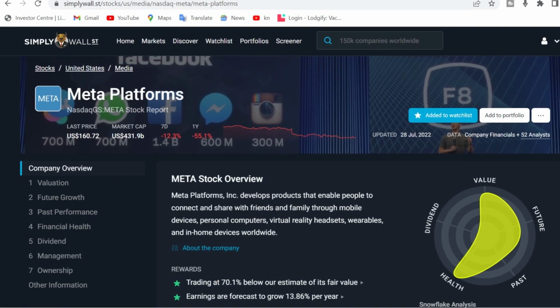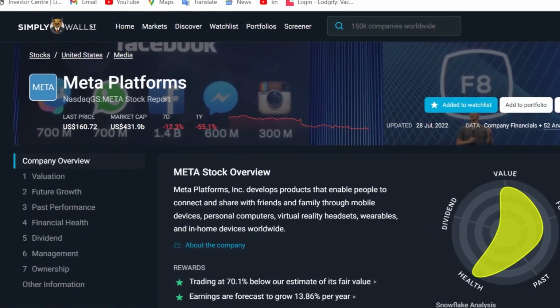Now, the company that we're going to be looking at today as an example is Meta or Facebook. By no means is this a buy recommendation at all. You should always do your own research when it comes to investing. Don't listen to a random on the internet. This is more just a bit of a tutorial on how to use this feature on Simply Wall Street, which you may not be aware of.